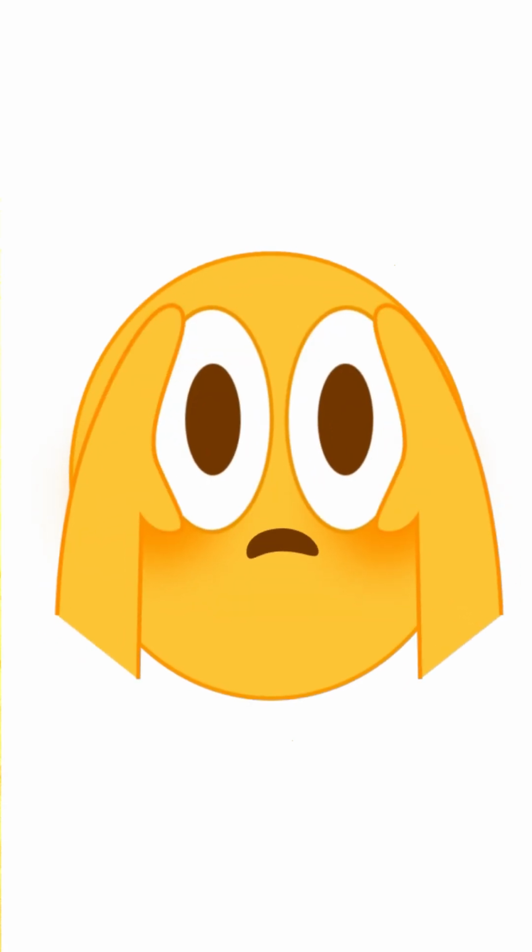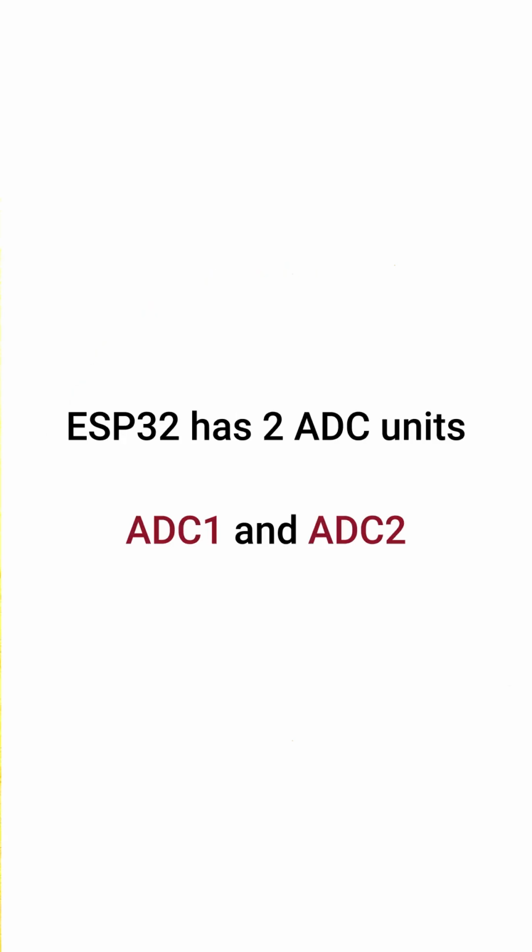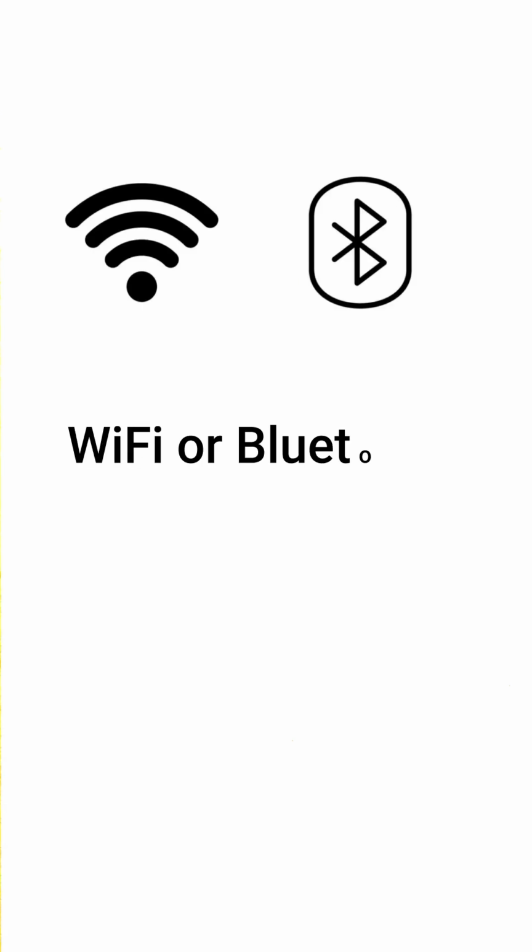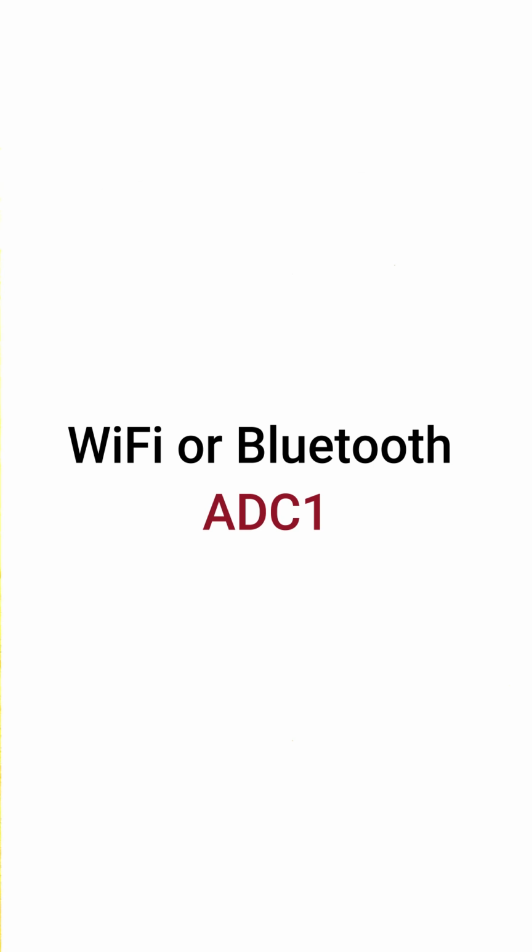Listen carefully, this is very important. The ESP32 has 2 ADC units, ADC1 and ADC2. If you are using Wi-Fi or Bluetooth, you should only use ADC1 pins. ADC2 pins may not work properly with Wi-Fi.